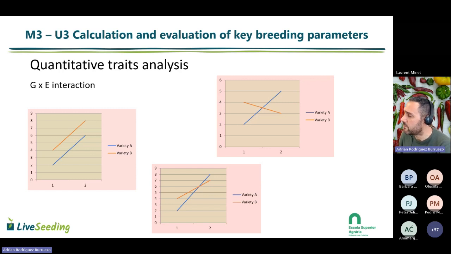This is very useful for breeders because when they work with a huge collection of varieties, it is important to know first how each environment increases or decreases the expression of the trait. Maybe it is clear that this environment is better for the expression of the trait in all the varieties.